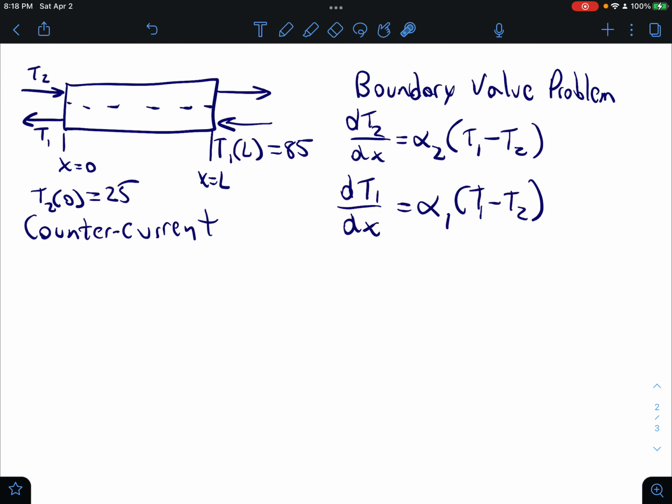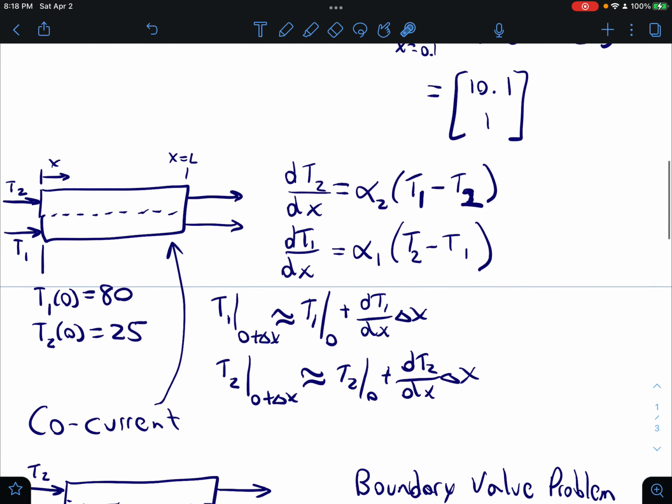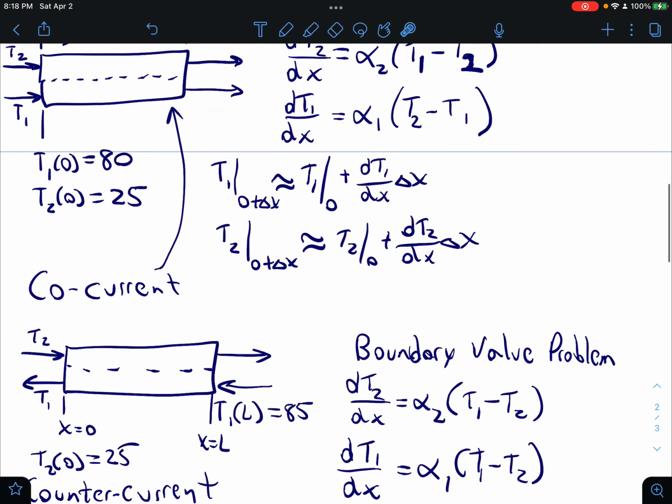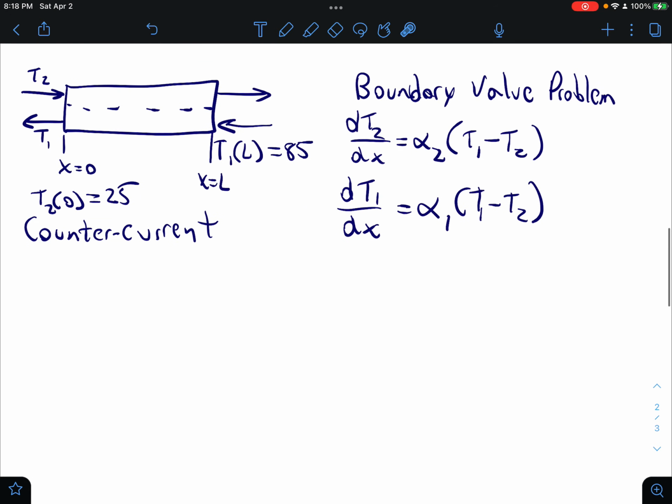So one more word of summary. This is an initial value problem because we know the boundary conditions at the same position of x. In this particular case, x equals 0, but it could have been any other position of x. As long as we have boundary conditions at the same value of x, it's an initial value problem. This is a boundary value problem because even though I have the same number and very similar looking boundary conditions, I don't have them at the same position of x.